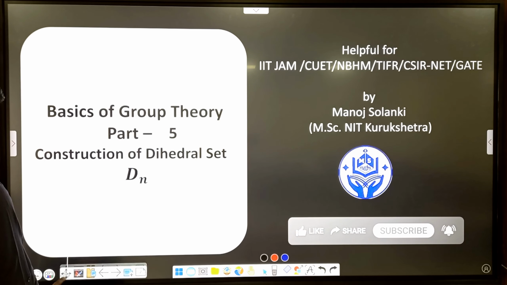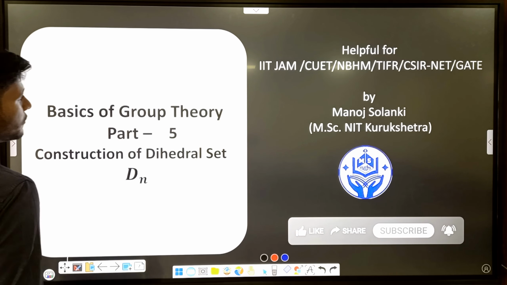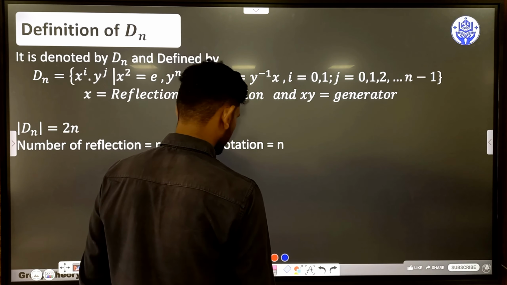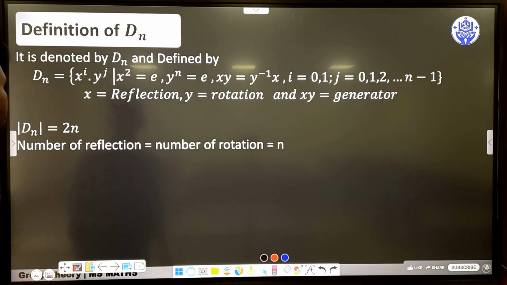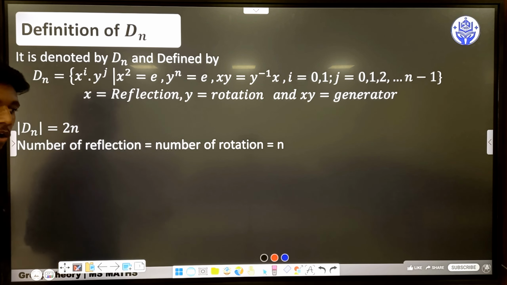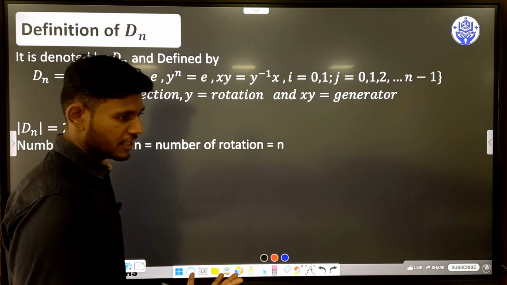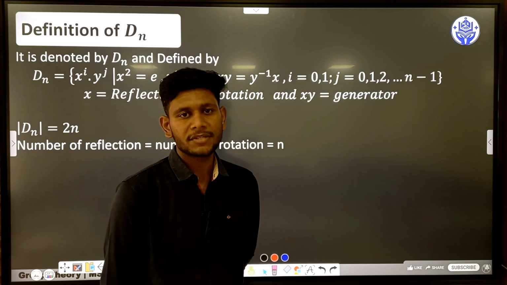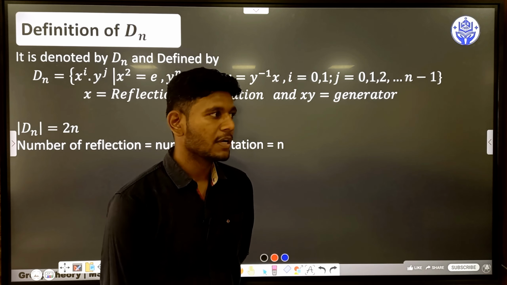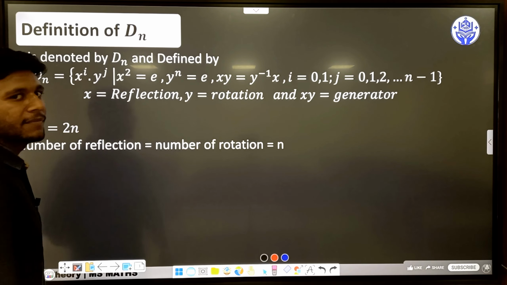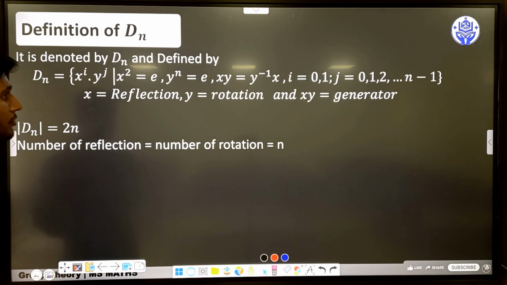So we'll start the topic. First of all I will define the concept, or we can say the definition, of Dn. Dn is a set which is related to geometry, and it has a strong geometrical interpretation. I will discuss that also. It is related to rotation, generator and reflection. All these things we are going to discuss.